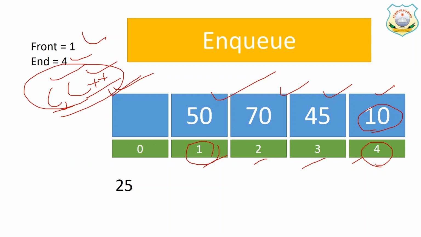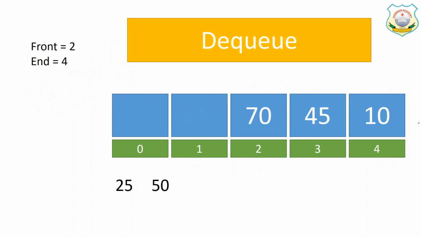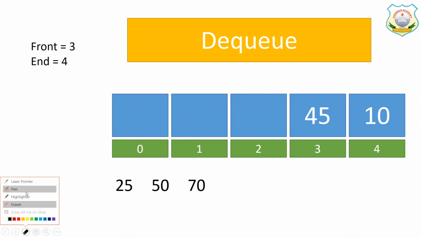Okay. After this, let us perform all the dequeue operations. If I perform the dequeue operation, what is going to happen? The first item that was there, 50, is going to be out of the queue, and then I need to adjust the front pointer, and now you can see the front pointer is pointing to the index value 2. Then if I perform the dequeue operation again, the pointer is going to get adjusted. You can see 70 is out, and the front pointer is pointing to 3, because now 45 is the first item in the list.